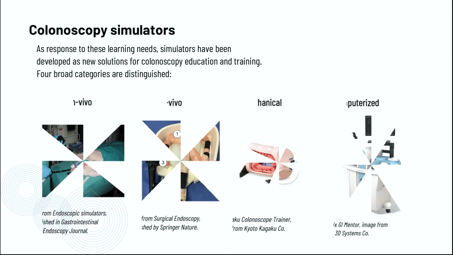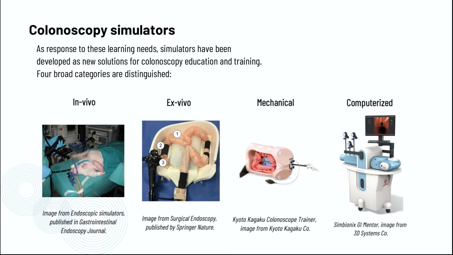As a response to these learning needs, new training solutions have been developed, among which the simulators stand out with 4 categories: in vivo, using mainly live swine; ex vivo, using animal organs mounted in physical frames; mechanical, mainly plastic or rubber organ models; and computerized, physical devices with embedded sensors to capture and reproduce endoscope movements in a display.